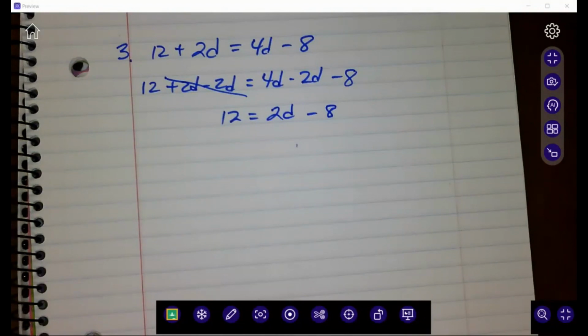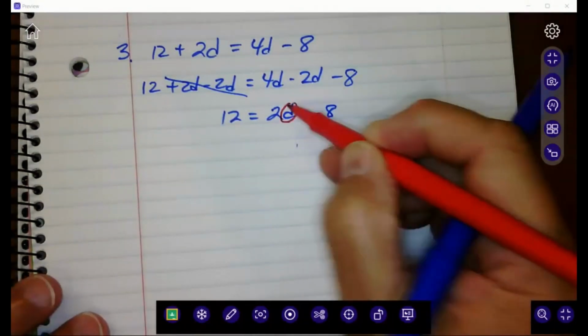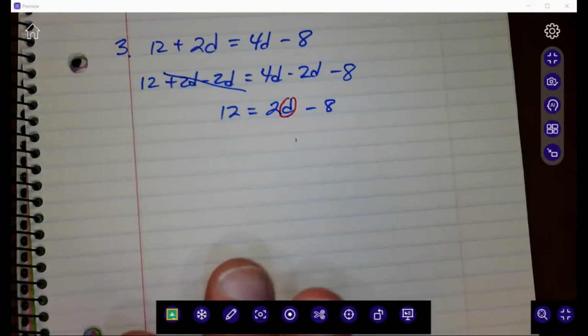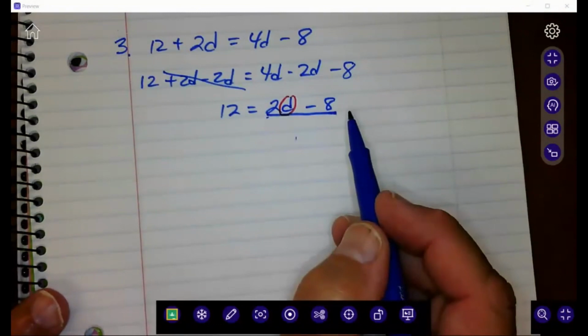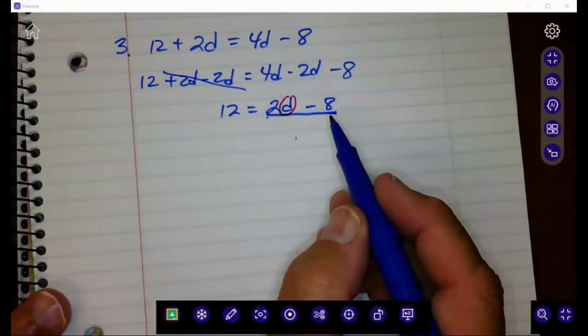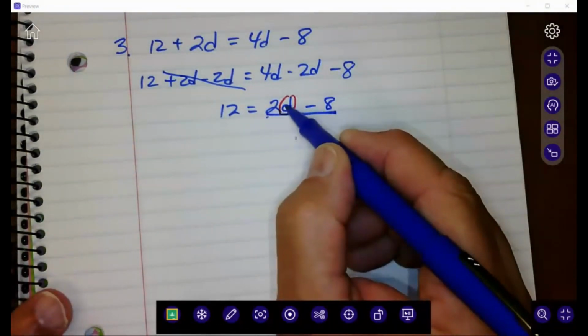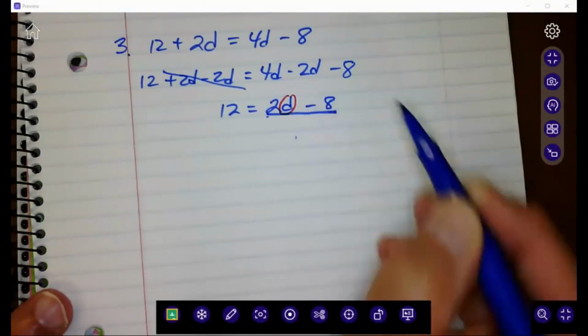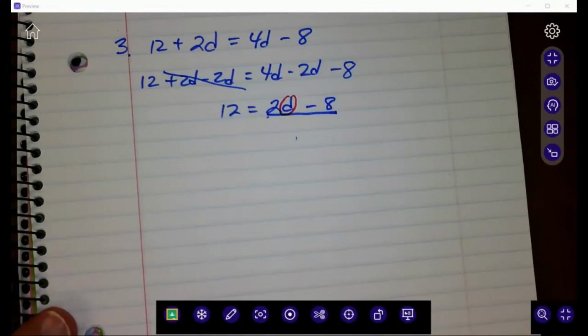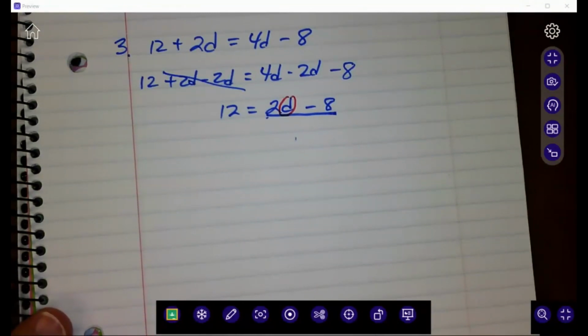Now we have an equation just like what we've been working. The process is exactly the same. We focus on the variable. We only look at this side of the equation. That's the only side we look at right now. So the 2 is being multiplied by the d. The 8 is being subtracted. So all of y'all, tell me what I need to do next.